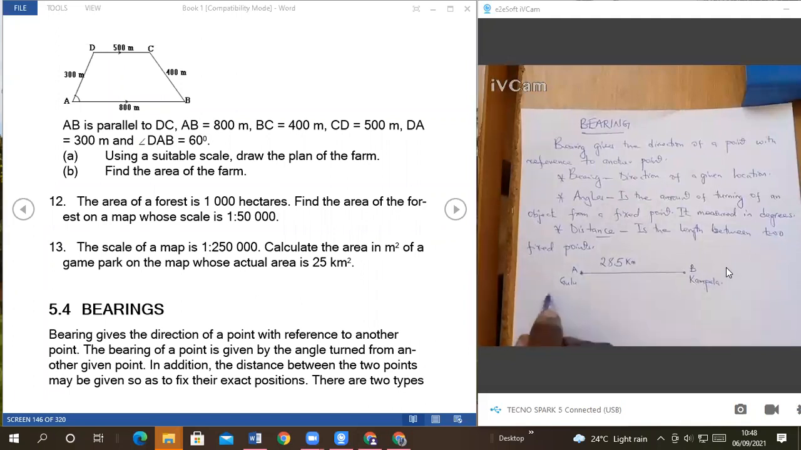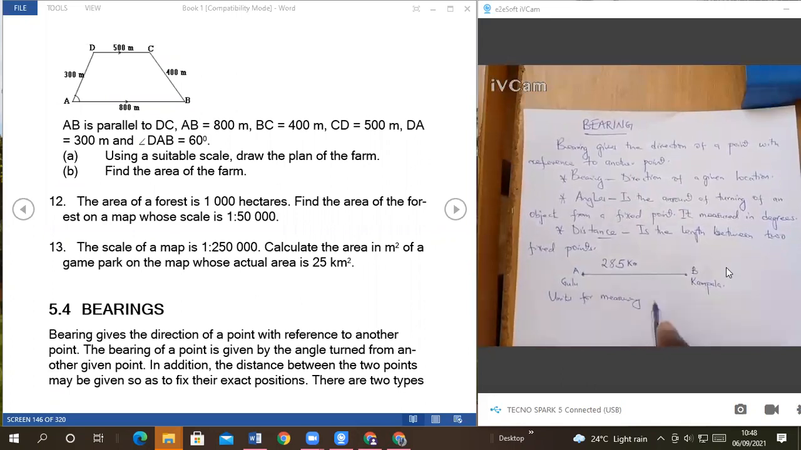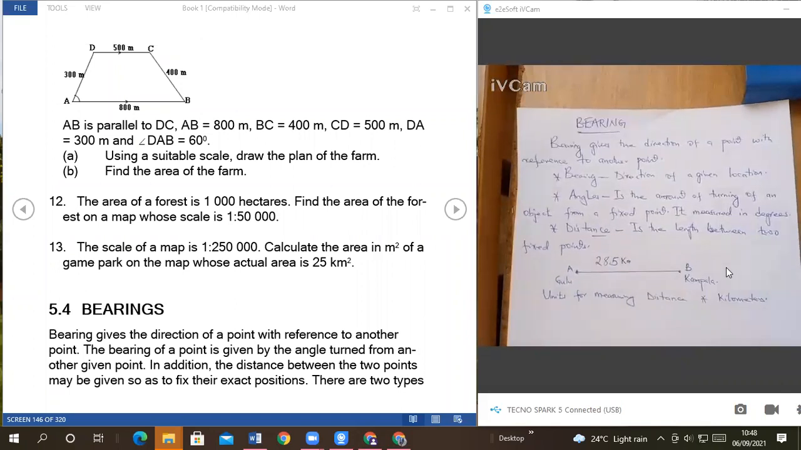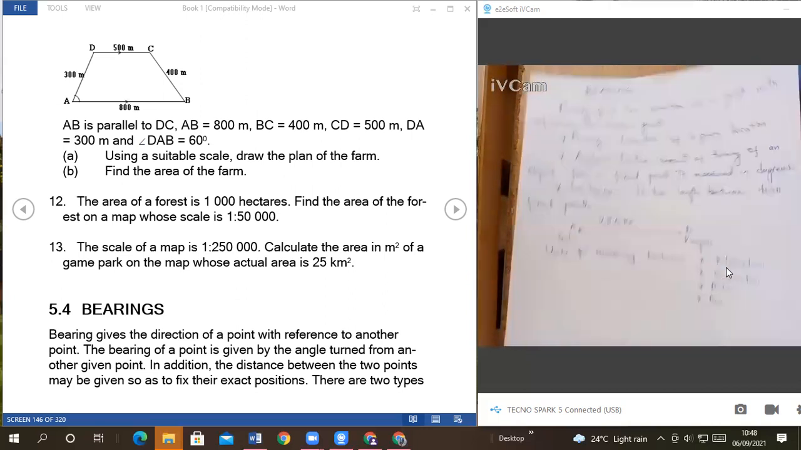The units for measuring distance: we have kilometers, which I believe you have looked at in physics. We have centimeters. We have miles. We have meters. We have what?